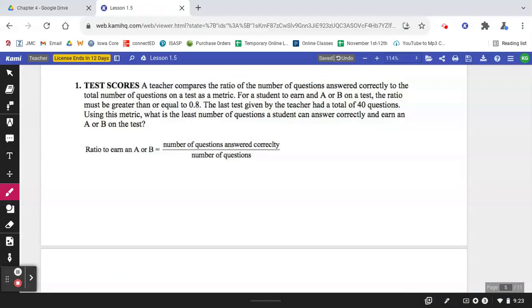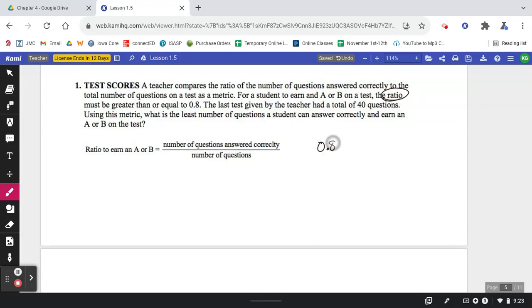Here's another equation model. A teacher compares the ratio of the number of questions answered correctly to the total number of questions on a test as a metric. For students to earn either an A or a B on the test, the ratio, which again we said means fraction, must be greater than or equal to 0.8. The last test given by the teacher had a total of 40 questions. Using this metric, what is the least number of questions a student can answer correctly and still earn an A or B on the test?